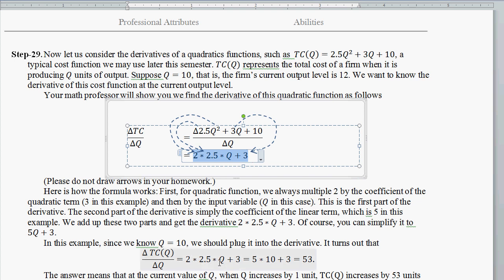Sounds like a new one, but actually it's not that new. It's just some new rules. We always write down number 2. We get the coefficient of the quadratic term and put it here, and then we put the input variable here. Then we put the coefficient of the linear term here. That's the derivative of a quadratic function. Again, when you are doing your homework, don't draw these arrows. Please don't do that. It's not a very informative way of writing your homework.